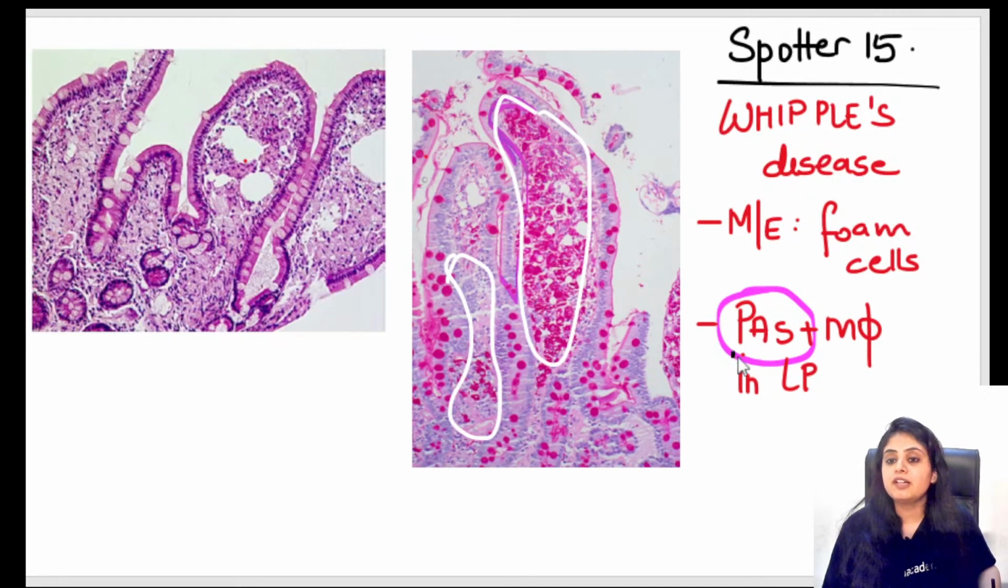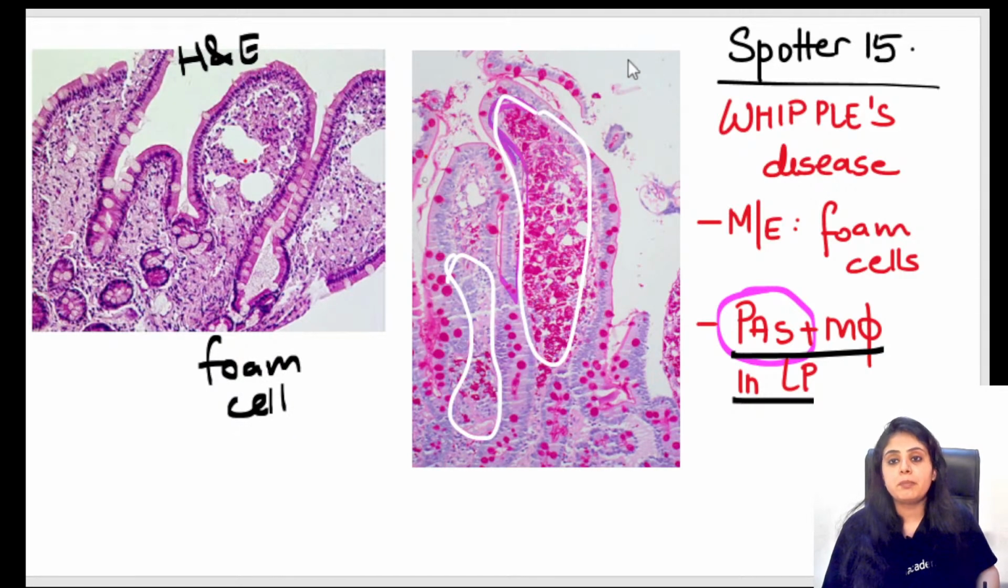So you will see PAS positive macrophages in which layer? In the lamina propria. Some of you, when you see this picture, are searching for PAS; when you see this picture, you're searching for foam cells. You just need to be aware that when you're using H&E stain, you will see the foam cells, whereas when you're using the PAS stain, you will see the pink colored cells. I hope that confusion is sorted, because both these things are seen in a case of Whipple's disease.